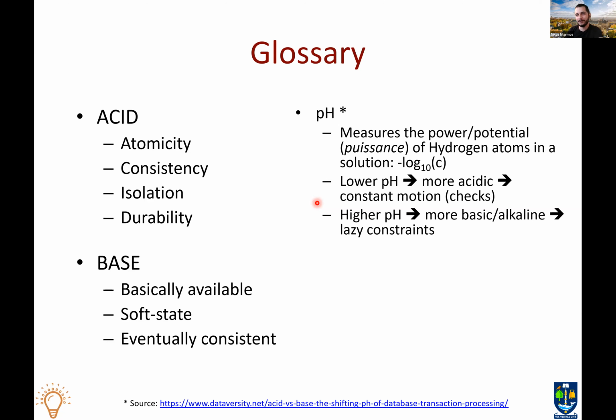But when your solution is more acidic, the atoms in it are supposed to be moving more, like they're in constant motion. Okay, and this means that in an ACID system, what's the joke behind this, right? In an ACID system, because of the constant motion, you need to do more checks. Okay, if pH is higher, then you have a more basic or alkaline solution, lower motion of your hydrogen atoms, and so you can relax your constraints. Okay, it's not an examinable example, it's just an internal joke here.